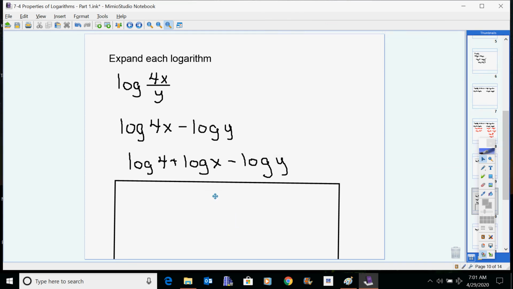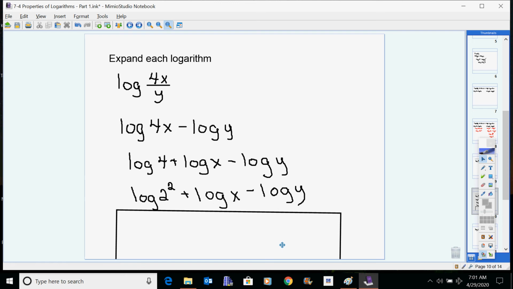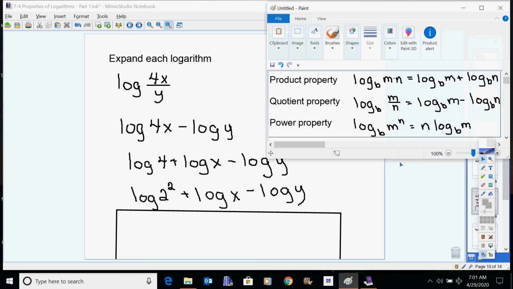And then log of 4 can get broken down. Wait a minute, it doesn't look like it can get broken down. Look for hidden squares. Okay, this 4 is really a 2 times 2, which is 2 squared. Okay, this one's done, but 4 is really 2 squared. When you find that hidden power, this is an exponent. Yes, Mrs. Dowdy, yes, it is an exponent. Yeah, it's an exponent, but that means that now you can use the power property and bring it out front.